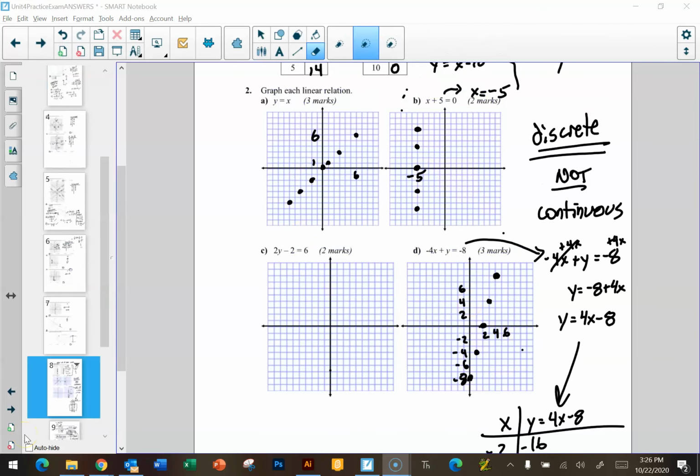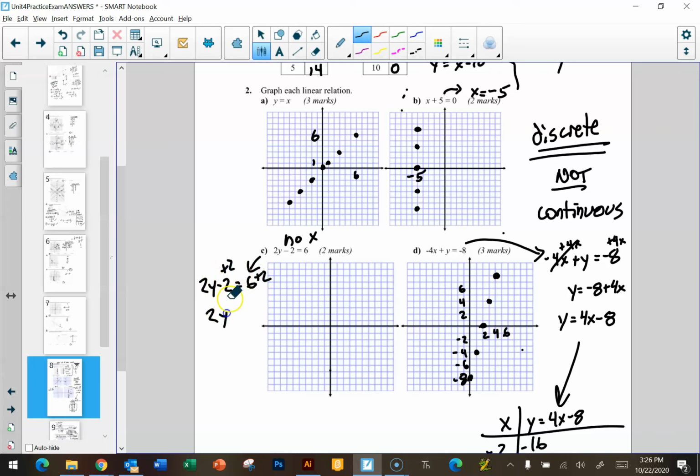Okay, for this one here, it is quite similar to b in that we do not have an x in this equation. So for this one, there is no x. So we know when y equals something, it is going to be a horizontal line. So let's just solve the equation. 2y minus 2 equals 6. Then we got to get the 2y alone. So let's add 2 to both sides, and we're left with 2y equals 8.